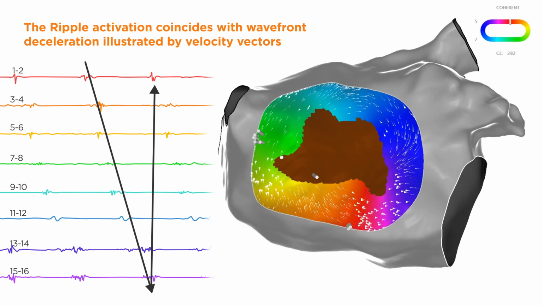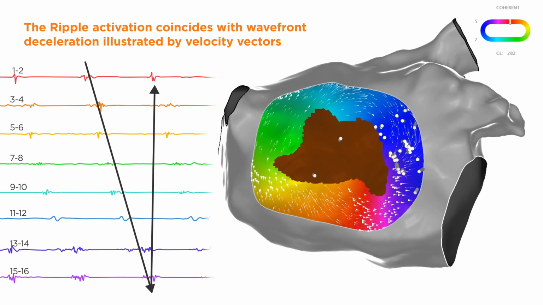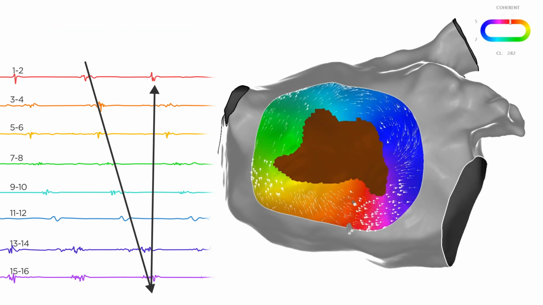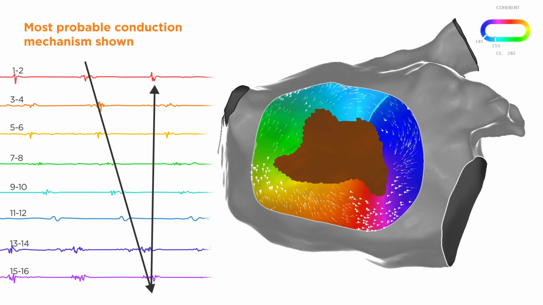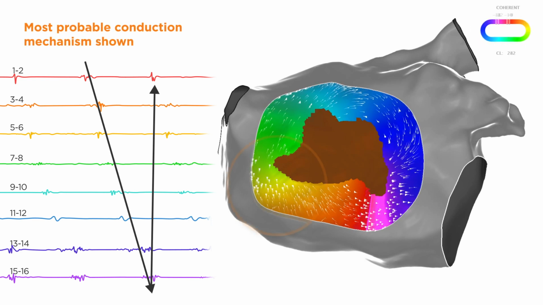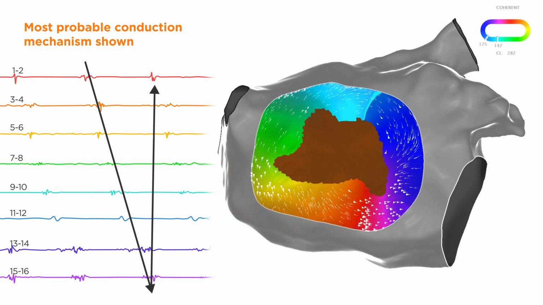Ripple can be played simultaneously with Coherent to reinforce the circuit path and slow conduction regions. Bold vectors, seen here, indicate slow conduction velocity.